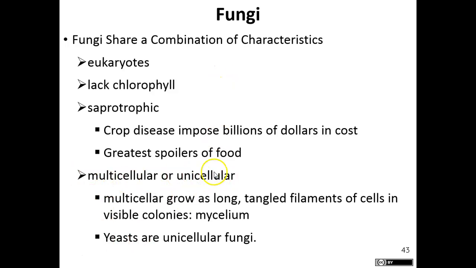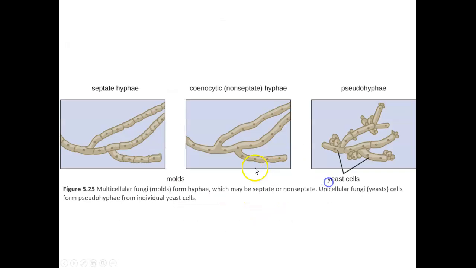They can be unicellular or multicellular. So yeasts are unicellular fungi, and then molds are multicellular fungi. Specifically, multicellular fungi form filaments known as hyphae that tangle together, and I'll show you what that looks like. Yeasts form pseudohyphae, so I'll show you that as well.